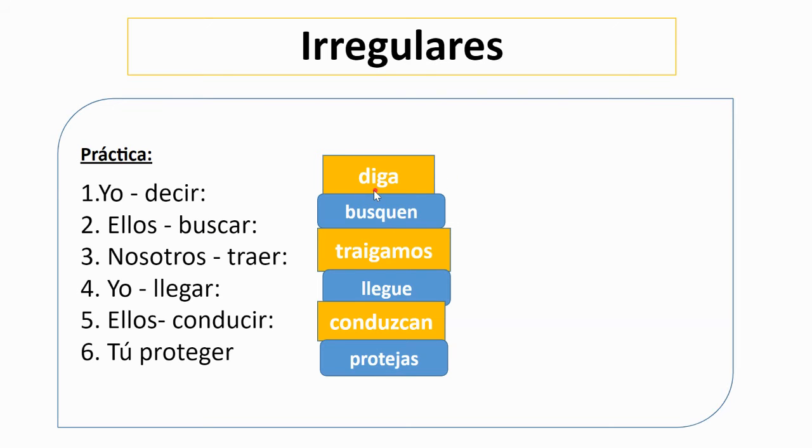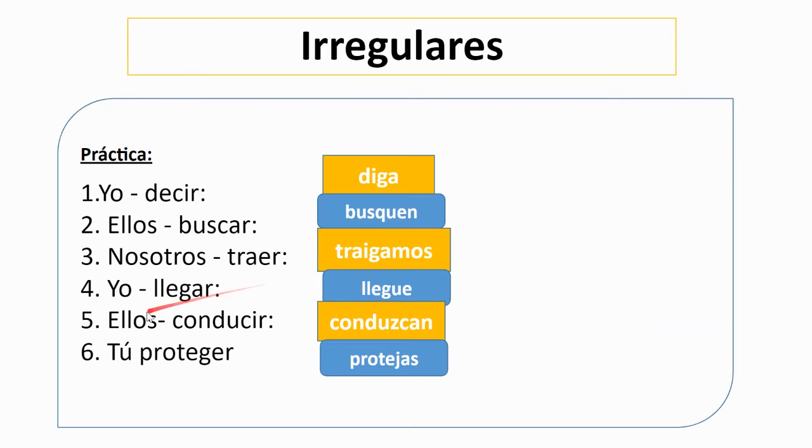Número 1, decir. Diga. The yo form of decir is digo. Drop the O and swap the ending. Buscar. Just by looking at its infinitive, is a car verb. We've got to change our spelling. Busquen. Nosotros traer. Traer is a yo-go. The yo form traigo. Drop the O and swap the ending.